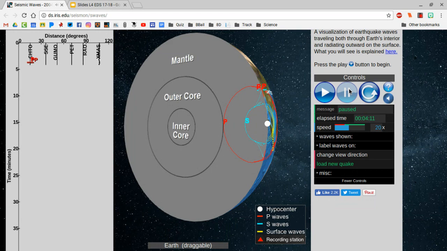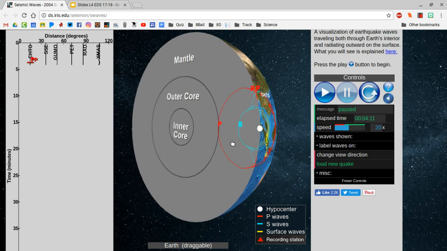Okay. What you're seeing now is you have the surface waves, which are yellow, you have the S waves, which are blue, and the P waves, which are red. And then this information is going to be hitting different recording stations. So here's your different recording stations up here. These symbols stand for different recording stations.